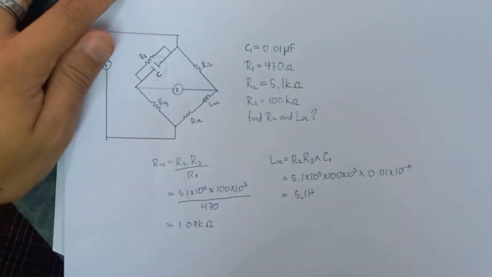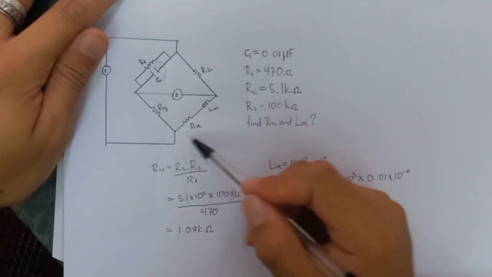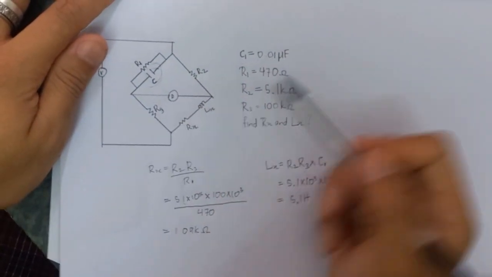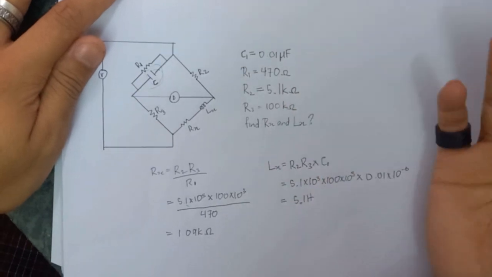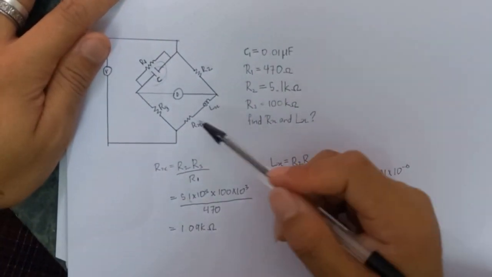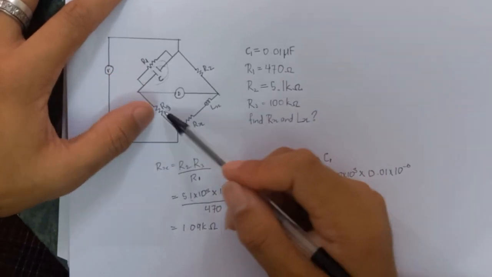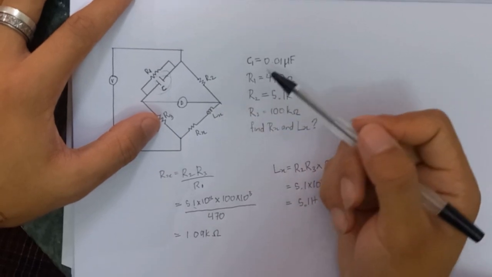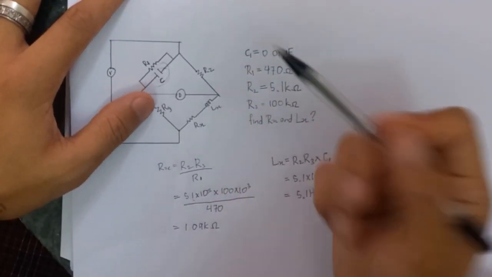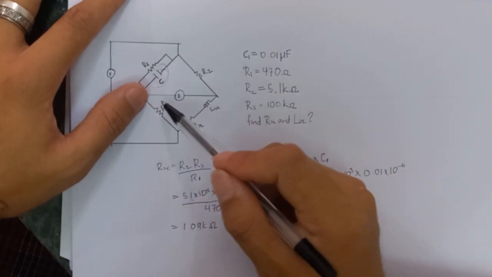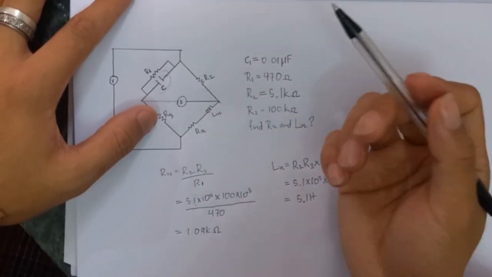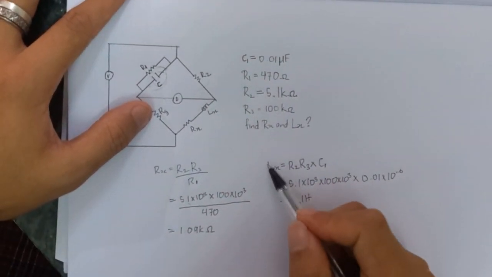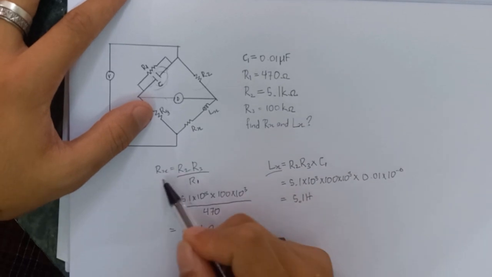So in conclusion, what we have to remember is that the resistor and the inductor may not always be in the same arm. They may change position. A helpful tip is that to find the unknown resistor, we multiply the two adjacent resistors and divide by the opposite resistor. In case of the unknown inductor, we multiply the two adjacent resistors by the given capacitor value. That is how you find the value of Lx and Rx.